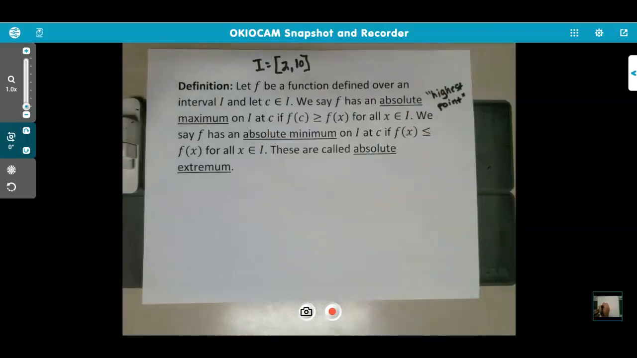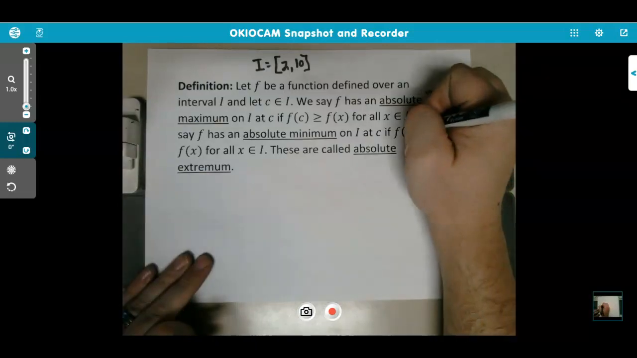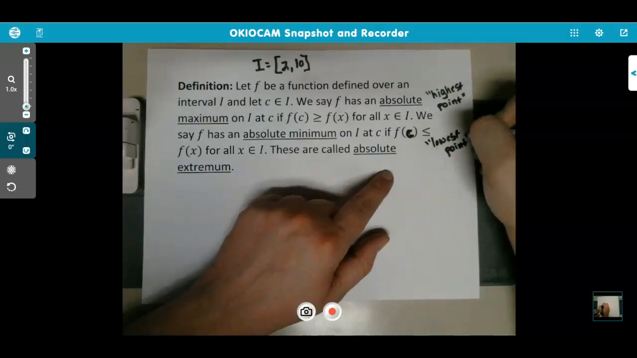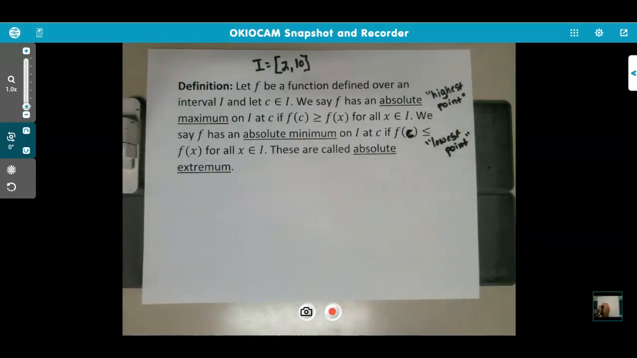We say that f has an absolute minimum on I at C if f of C is less than or equal to f of x for all x inside of I. So the minimum is the absolute smallest point, the lowest point. Both of these are called absolute extrema.